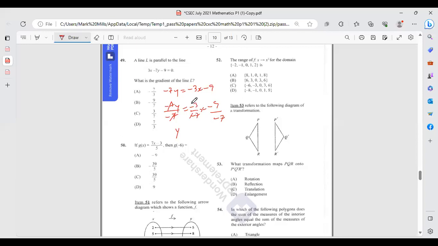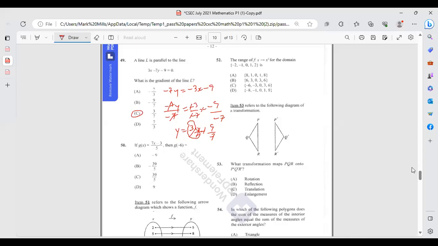Now the two negatives will cancel. We are left with 3 over 7. Negative over negative gives me what? Positive. So positive 9 over 7. So that means the gradient here, what is the gradient? What do you see? 3 over 7. C. So the answer was C.